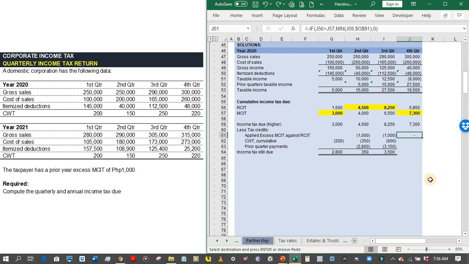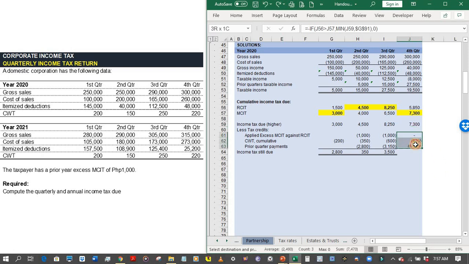So the cumulative amount of CWT is 820 pesos, and that is the total of 600 plus 220, which is the CWT for the fourth quarter. Then the prior quarter payments have a total of 6,650. And this is the total amount paid during the first three quarters. So that is the sum of 2,800, 350, and 3,500. So that is 6,650. Again, the three quarter payments are deducted from the 7,300 because the 7,300 includes the income tax due starting first quarter until fourth quarter.